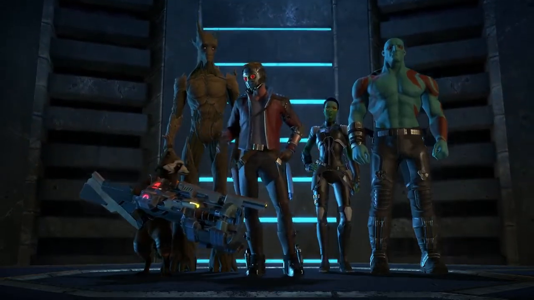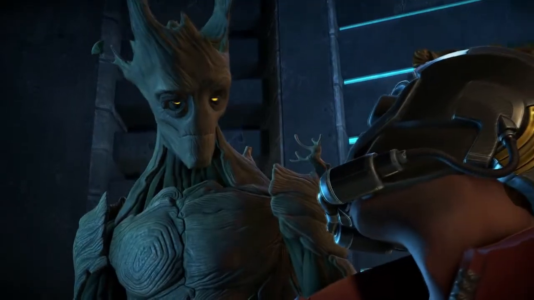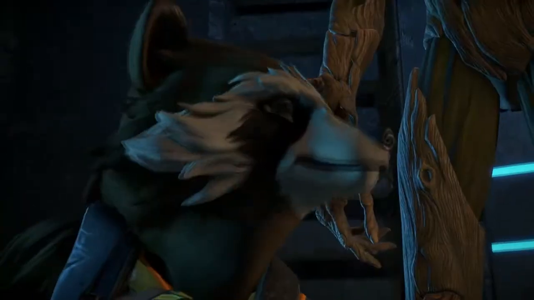Oh, this is the slowest elevator in the universe. You cannot possibly know that. I am Groot. Good one, pal.